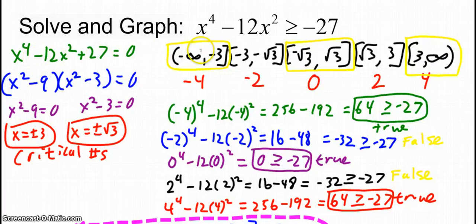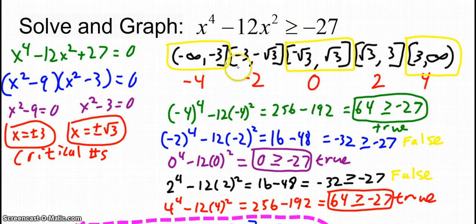Okay, so I added 27, set this equal to 0, and factored: x squared minus 9, x squared minus 3. I get x equals plus or minus 3 and x equals plus or minus root 3. Those are my critical numbers. So I have 5 test intervals: negative infinity to negative 3, negative 3 to negative root 3, negative root 3 to root 3, root 3 to 3, 3 to infinity. Brackets on all of the critical values because this was a greater than or equal to, so we include the value.